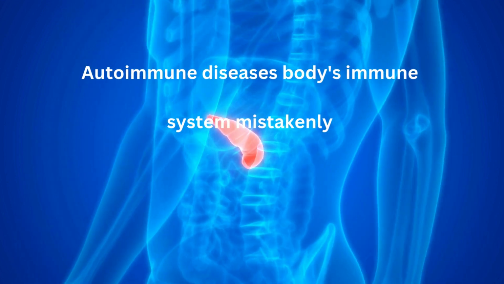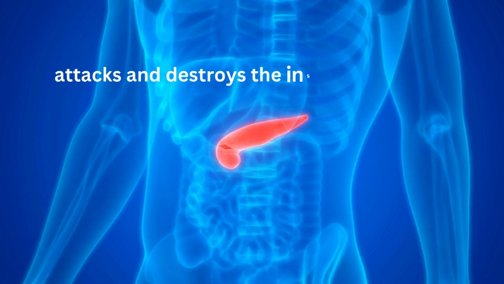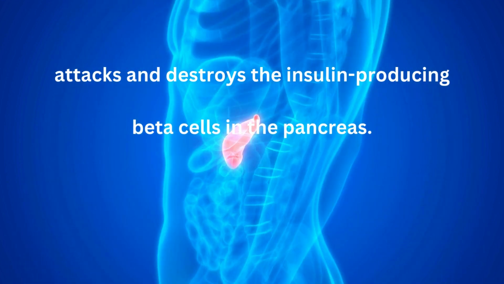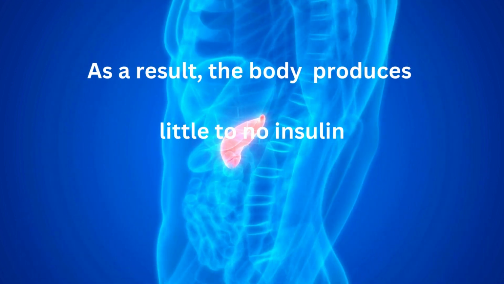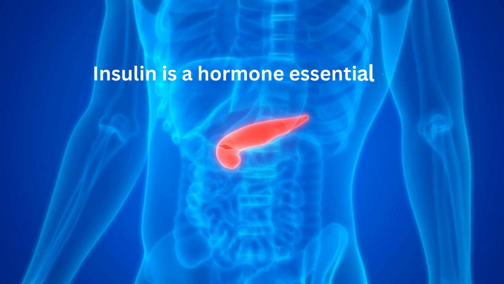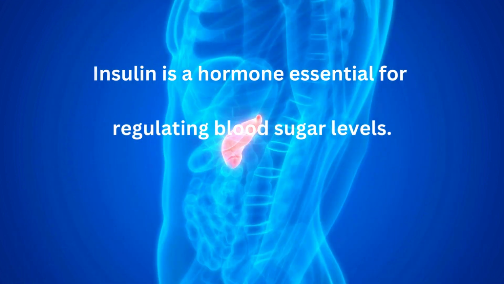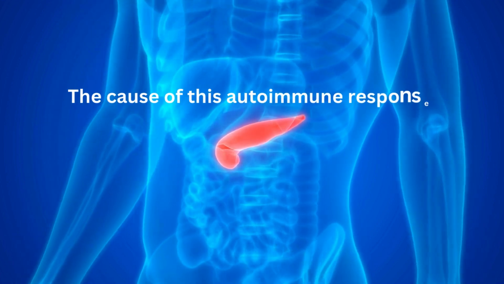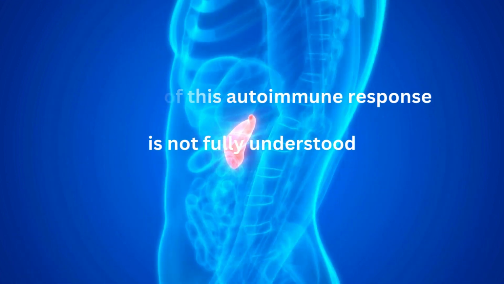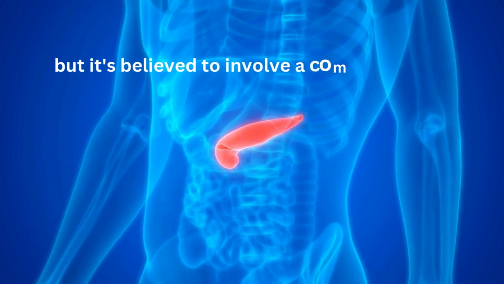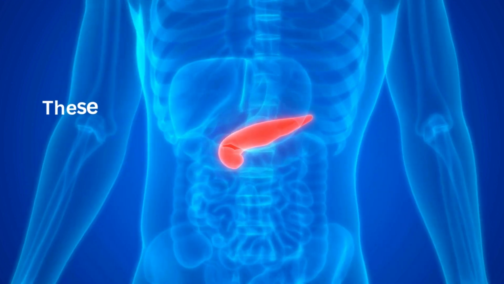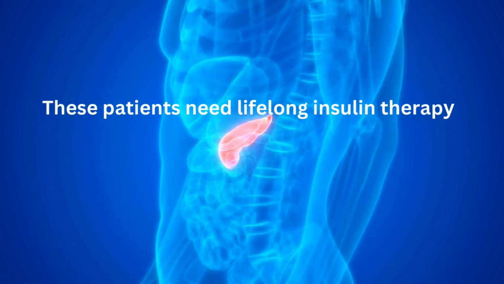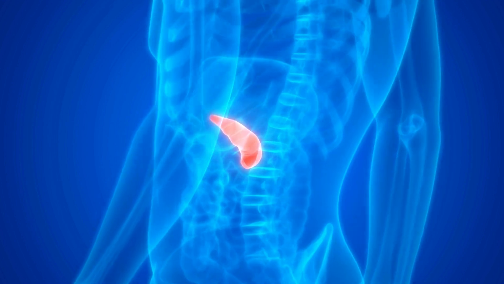The body's immune system mistakenly attacks and destroys the insulin-producing beta cells in the pancreas. As a result, the body produces little to no insulin. Insulin is a hormone essential for regulating blood sugar levels. The cause of this autoimmune response is not fully understood, but it's believed to involve a combination of genetic and environmental factors. These patients need lifelong insulin therapy.